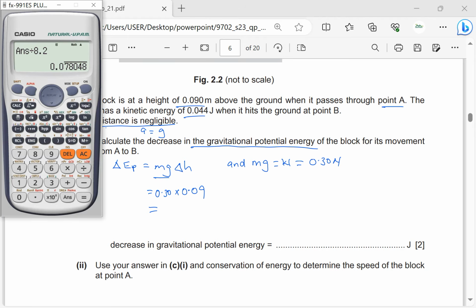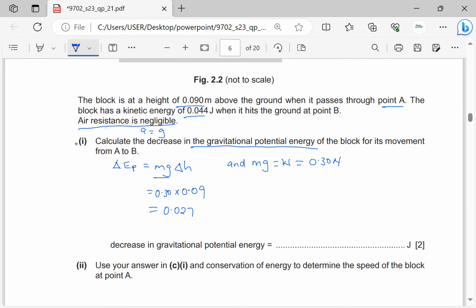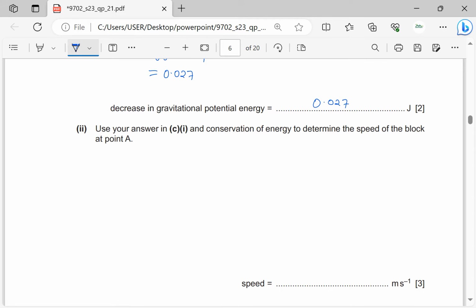So I'll just press my calculator. 0.3 times 0.09. So this is giving me 0.027 joules. Use your answer in C-Roman 1 and conservation of energy to determine the speed of the block at point A.